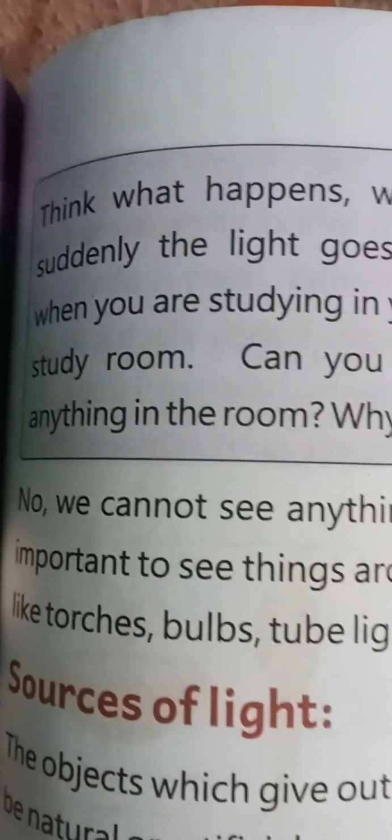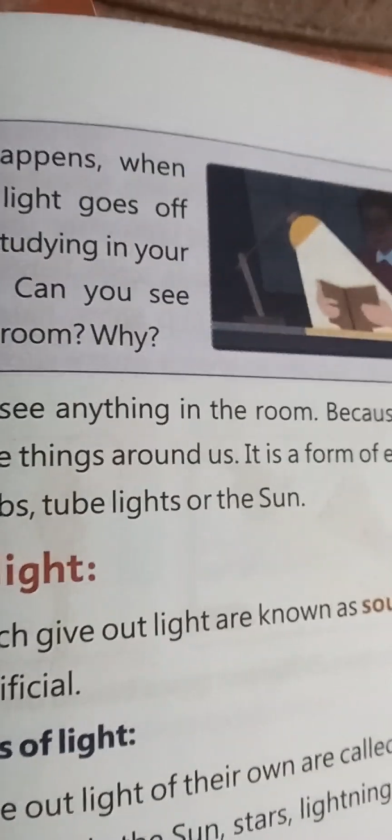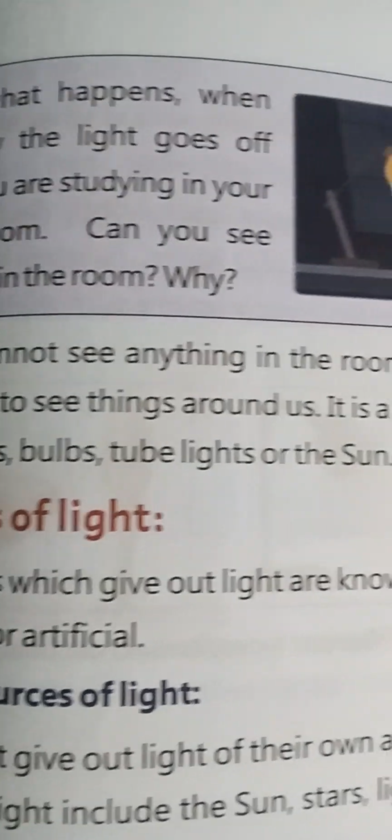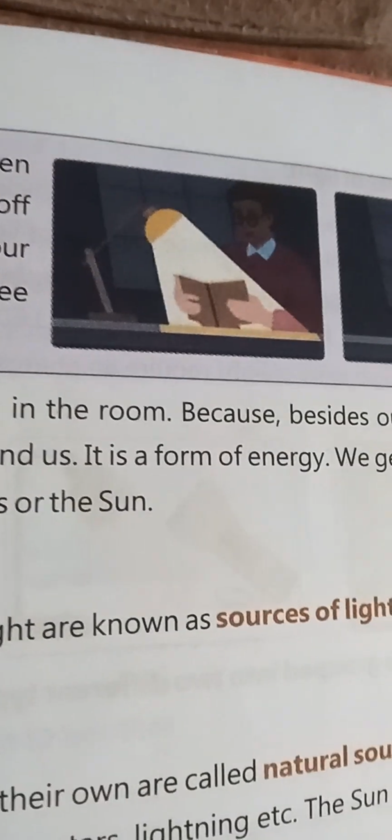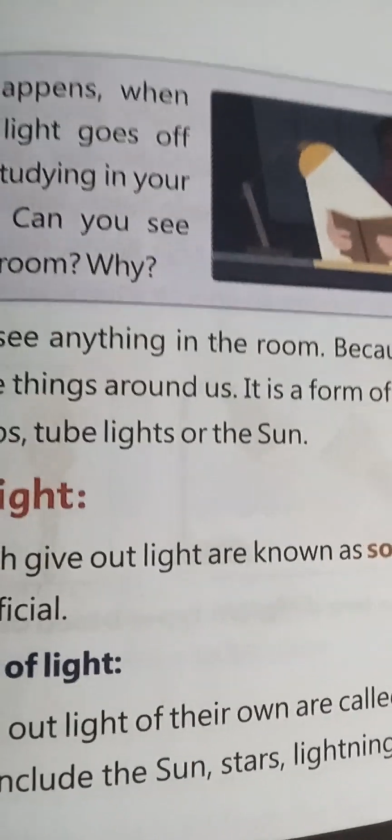Can you see anything in the room? Why? No, we cannot see anything in the room because besides our eyes, light is also important to see things around us. It is a form of energy. We get light from sources like torches, bulbs, tube lights, or the sun.